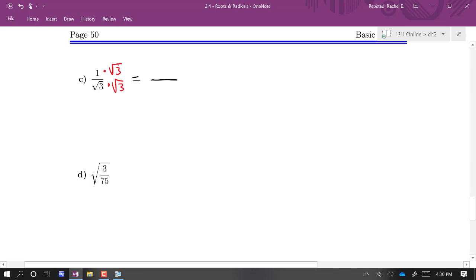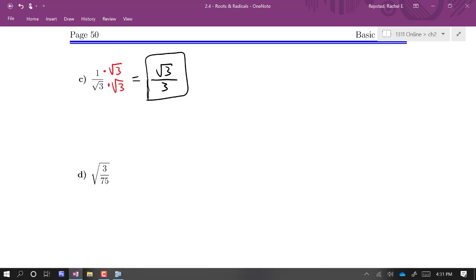Up top, 1 times the square root of 3 is the square root of 3. On the bottom, the square root of 3 times the square root of 3 is 3. I mean, by definition, right? The square root is that thing which, when multiplied by itself, gives you the number inside. So this is the square root of 3 times the square root of 3. The square root of 3 divided by 3 is how this simplifies.